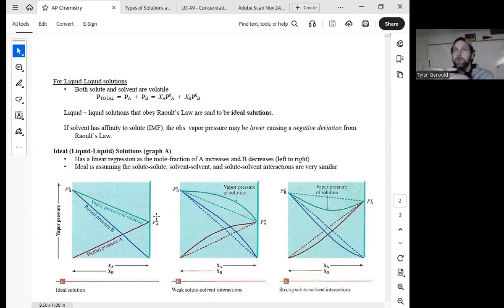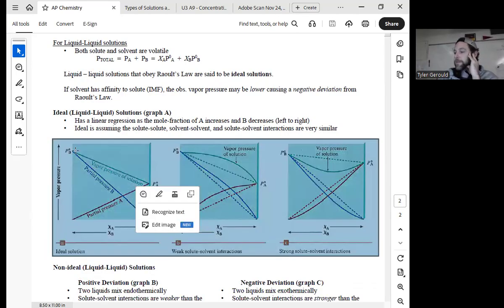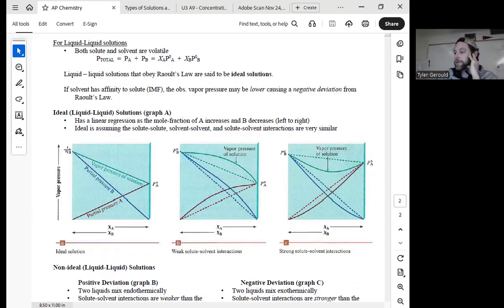strongly, then the vapor pressure should go down. If they have a weak attraction to each other, then the overall vapor pressure should increase because they want to escape. They're not held into solution as long. So you can see this caption here, ideal solutions have this nice connection between vapor pressure. And I'll kind of construct this graph from scratch for us.